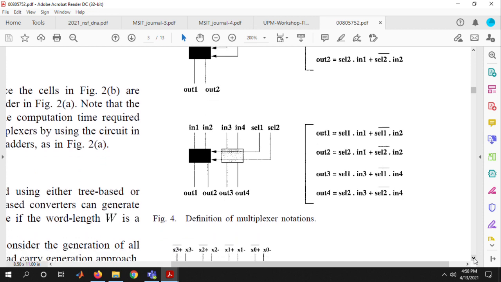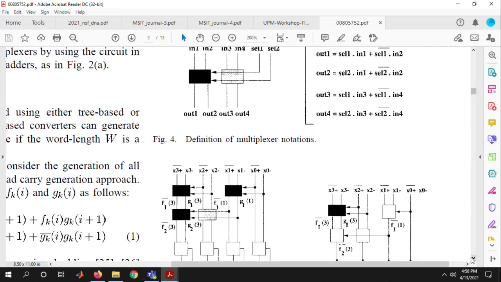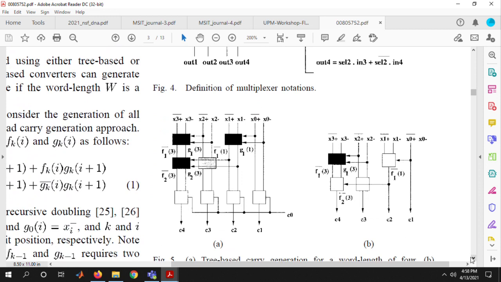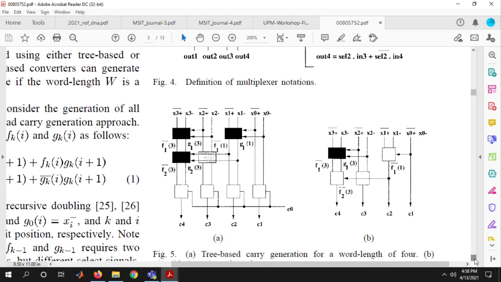What is going on in this diagram? Here we have 2 select signals, select 1 and select 2, and 4 inputs, in 1, in 2, in 3, in 4. The out 1 and out 2 equations are the same as before. Now we introduce out 3 and out 4. Out 3 is computed from select 1 as control signal with inputs in 3, in 4. Out 4 is computed from select 2 as control signal with inputs in 3, in 4. Finally, the carry generator circuits are all implemented using multiplexers here, using the tree type idea.